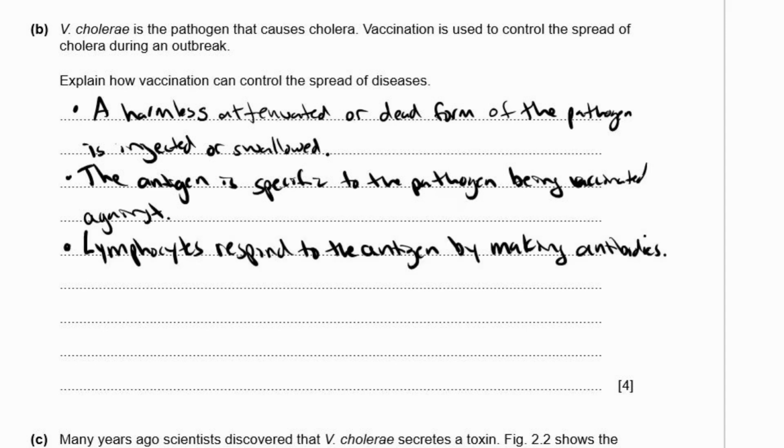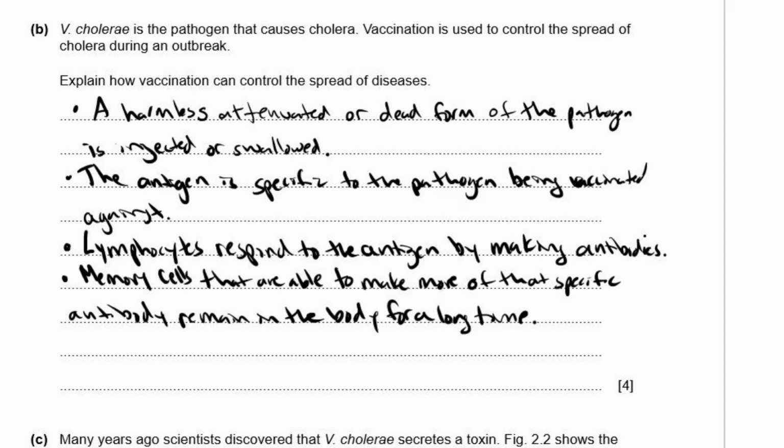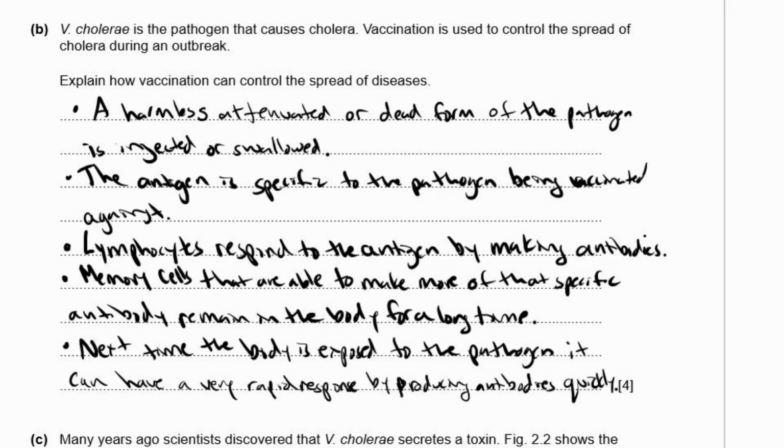So lymphocytes respond to antigens by making antibodies. And over time, some of those lymphocytes will become memory cells, and they'll be able to make those specific antibodies very quickly if there is another instance of that pathogen in the body. So memory cells that are able to make more of that specific antibody remain in the body for a long time, and so this means that you can have a very rapid response next time. So next time the body is exposed to the pathogen, it can have a very rapid response by producing antibodies quickly.